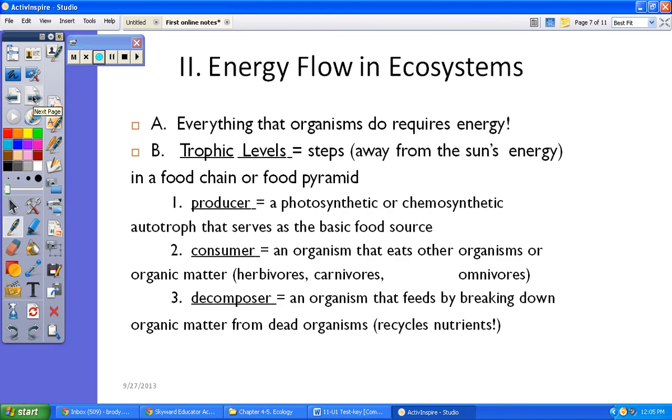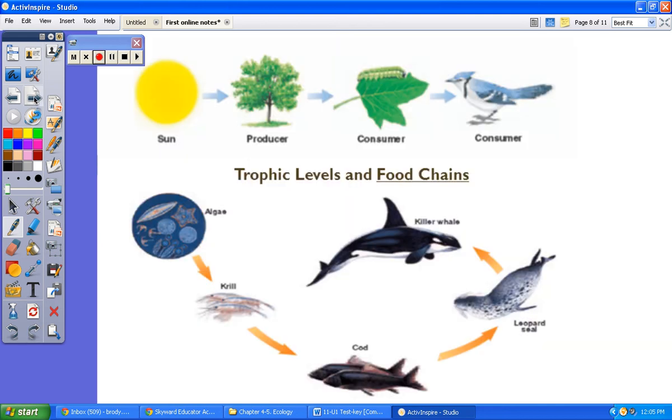Energy flow in ecosystems. This is part 2. This is talking about a food web. There's 3 key parts here. There's producer, consumer, and decomposer. These 3 all fit into trophic levels. So a trophic level is a step away from the sun's energy in a food chain or food pyramid. So for example, this is the sun here. This would be trophic level 1, trophic level 2, trophic level 3.